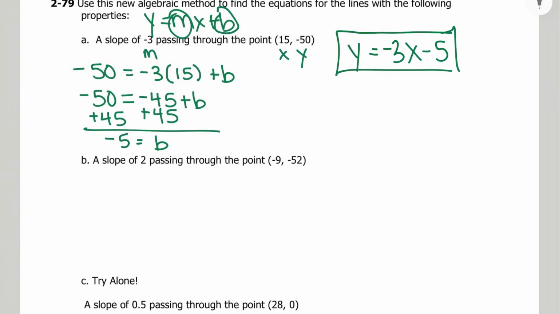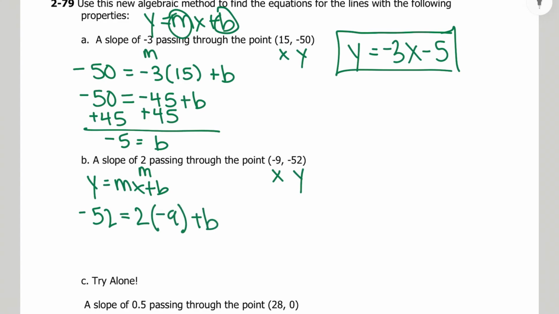So a slope of 2, so that's m, passes through the point negative 9x, negative 52y. So we're plugging into y equals mx plus b again. All the parts we know. So negative 52 is y, equals 2 is m, and then negative 9 is x, and then plus b. So now we're going to do 2 times negative 9, so negative 52 equals negative 18 plus b.